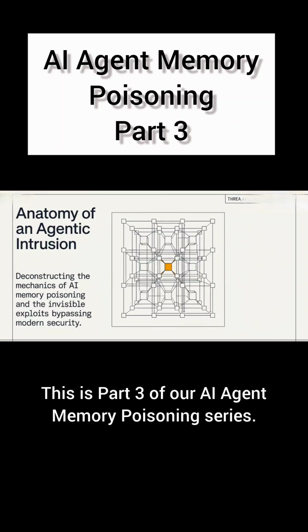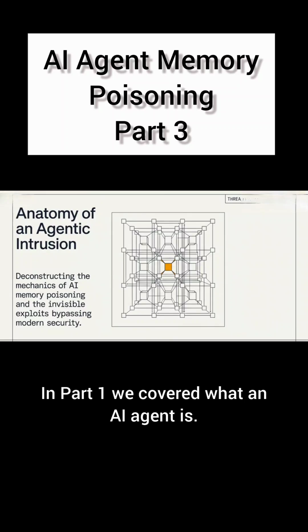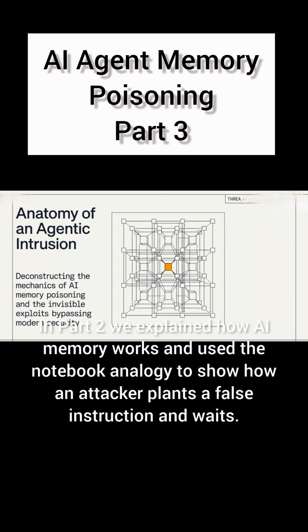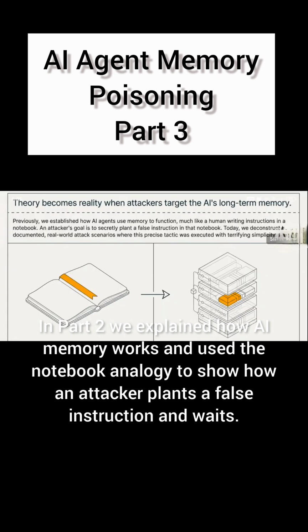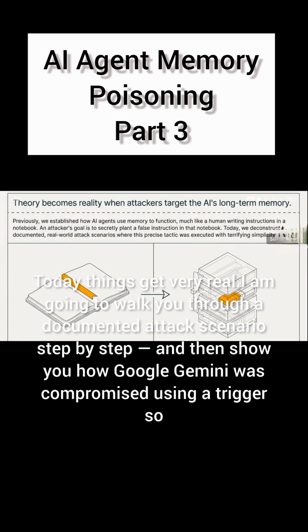This is part 3 of our AI agent memory poisoning series. In part 1, we covered what an AI agent is. In part 2, we explained how AI memory works and used the notebook analogy to show how an attacker plants a false instruction and waits. Today things get very real.